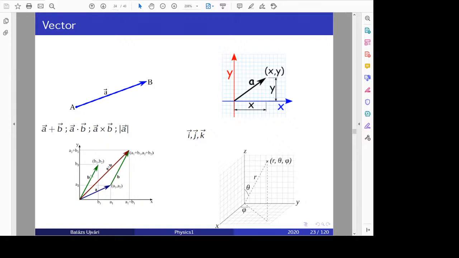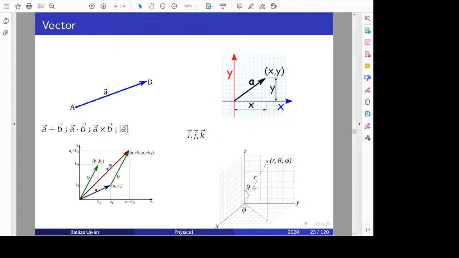Adding two vectors can be shown by, so this is A and this is B vector, and if you want to calculate A plus B, means you have to push the starting point of the B vector to the end point of the A vector, and then connect the starting point of the A and the end point of the new B vector.